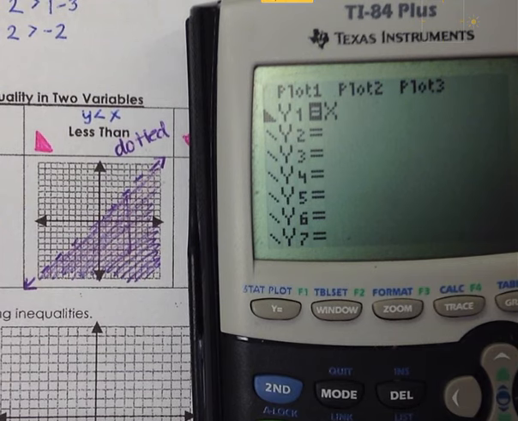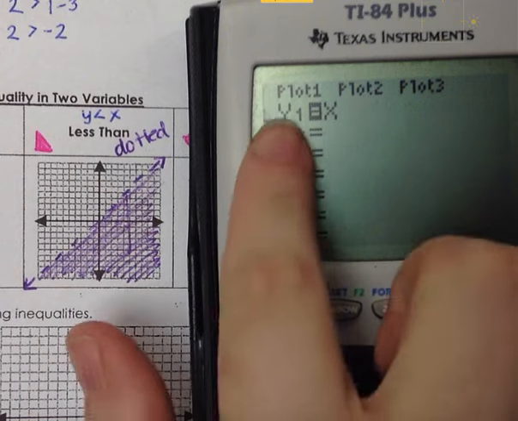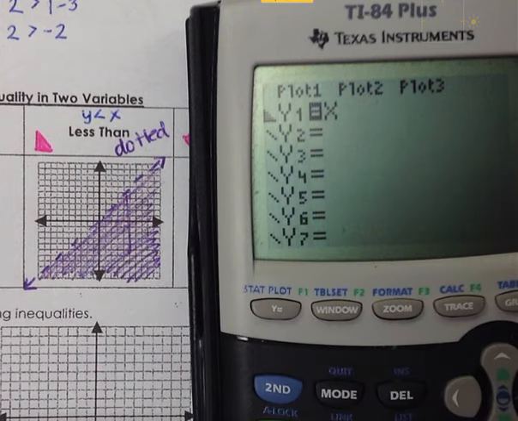If you have a much newer calculator or the color calculator, you can actually change the colors of your shading. You can change the lines as well, just like this, but you don't press enter as much, you just press left and right. So if I press enter again, this gives me something that we don't need to look at.